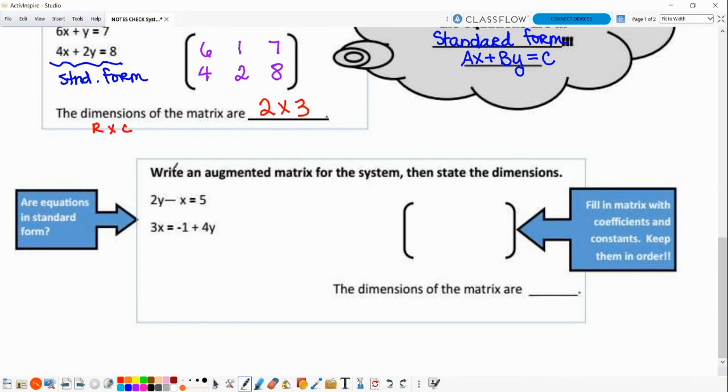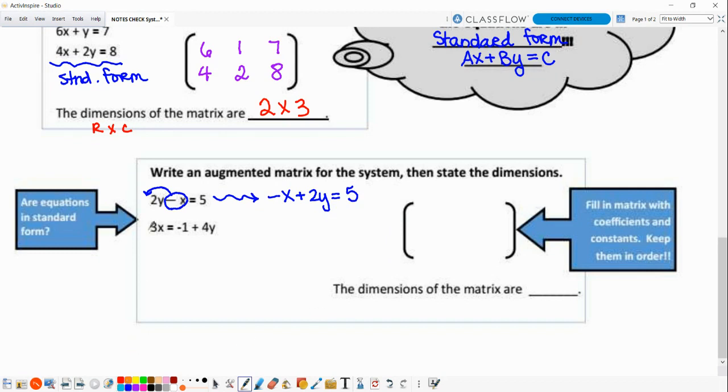All right, so let's practice again. Write an augmented matrix for the system, then state the dimensions. So our first question, are these equations in standard form? And the answer is no. These are just out of order. We have to have the x term come first. So this is a negative x. This negative x needs to move in front of the 2y. It is not changing sides, so it is not going to change signs. It is going to stay a negative x. So to rewrite this, it's going to be negative x, and then plus 2y is equal to 5. Now this is in standard form.